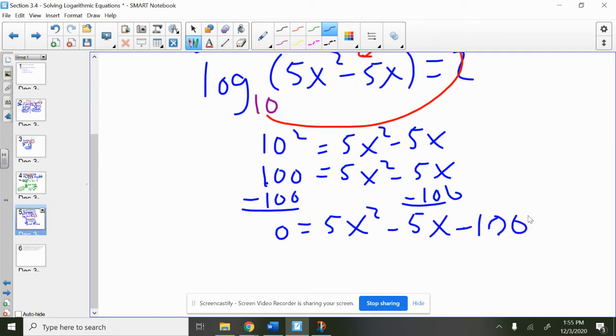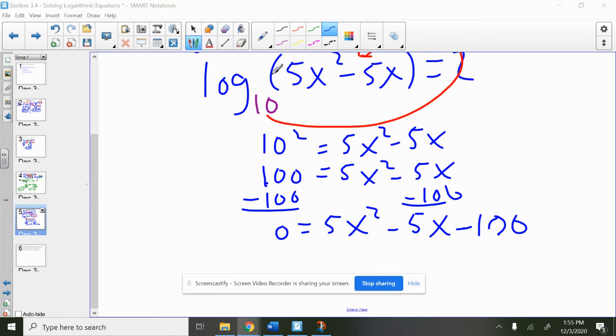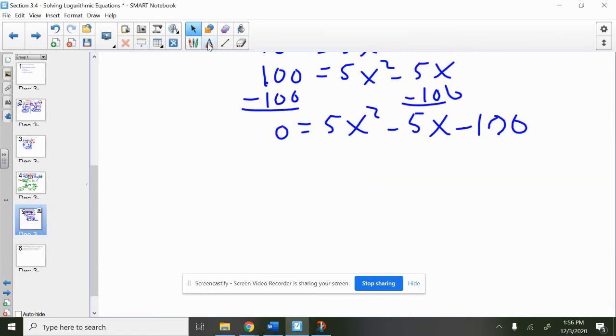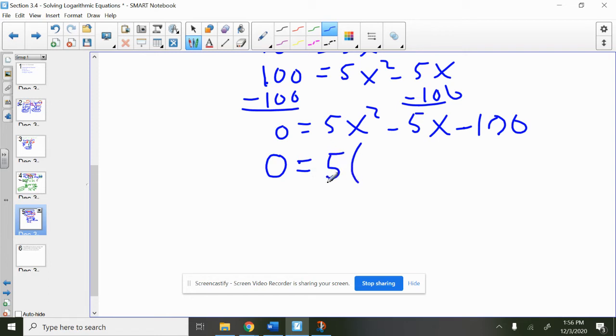Now I need to factor this. One thing I would tell you is that luckily for us, this is something that I can actually do a little bit more with. What do I mean by that? I can actually GCF out a 5. That's a lot easier to do than trying to factor it the other way. Some of you guys struggle when your leading coefficient's not 1. So if I GCF out a 5, 5x squared divided by 5 is just x squared. Negative 5 divided by 5, that's a negative 1, or just negative. You can do it this way. And then negative 100 divided by 5 is negative 20.